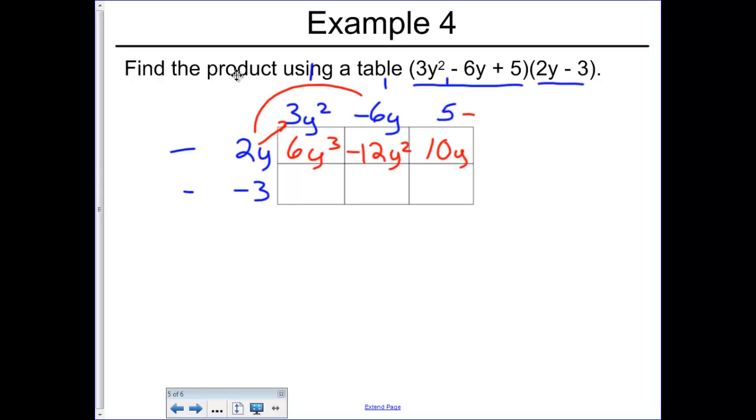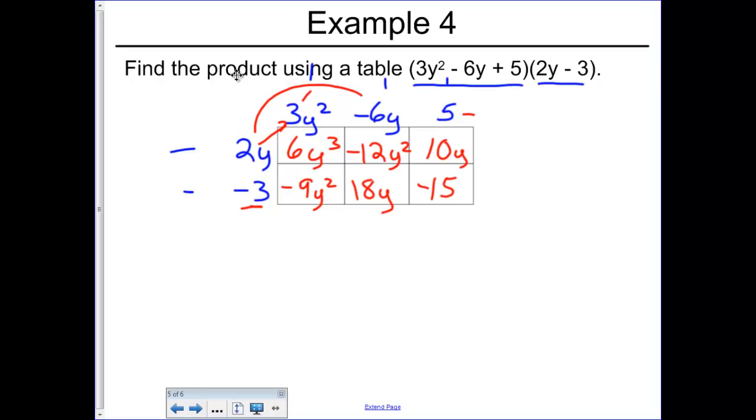And then we're going to repeat that same process, but we're going to do it with the negative 3. So negative 3 times the 3y squared gives you negative 9y squared. And negative 3 times negative 6y will give us a positive 18y. And the negative 3 times the 5 will give us a negative 15.